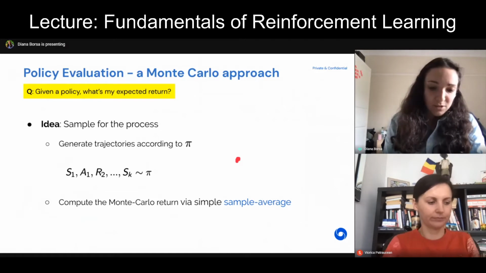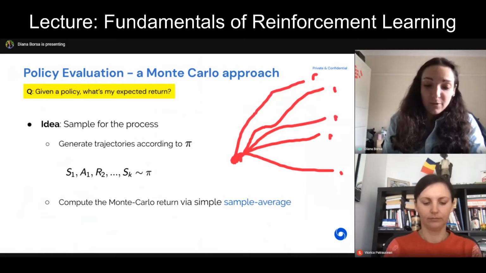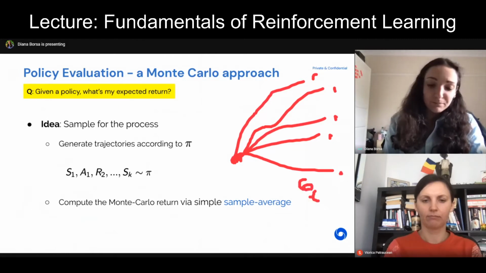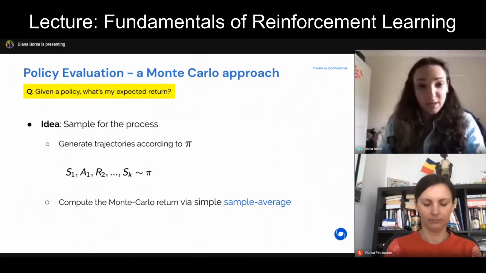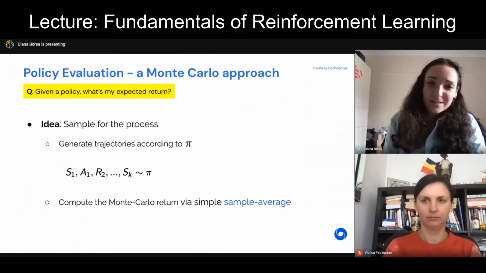So we start at one point, we act in the environment according to this policy, and all of these provide me with a sample version of the return, G_t, and I'm just going to take a mean over these. This is a very natural solution. Unfortunately, this tends to have high variance and be quite sample inefficient.